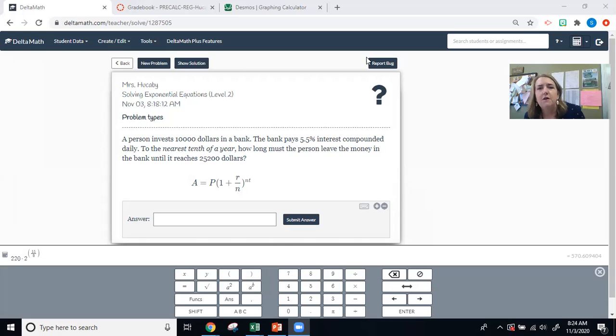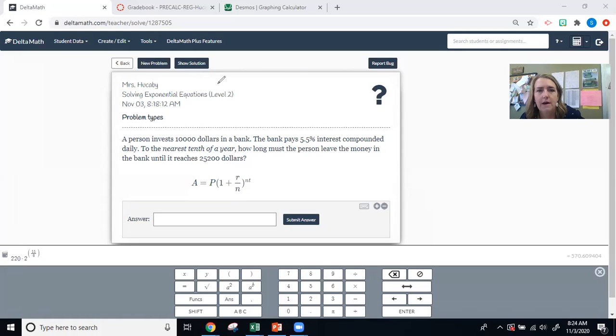Okay, this video is going to be mainly on the Delta Math solving exponential equations level 2 problems that you will see. So the first one we're going to look at is the calculating compound interest problems. This problem right here is one like that. They give you the formula. So let's talk about what each of these things mean.